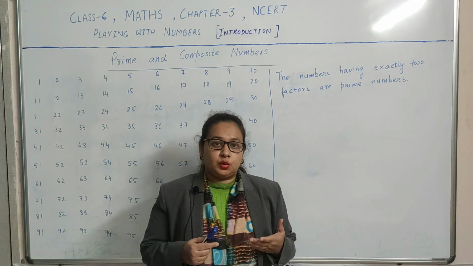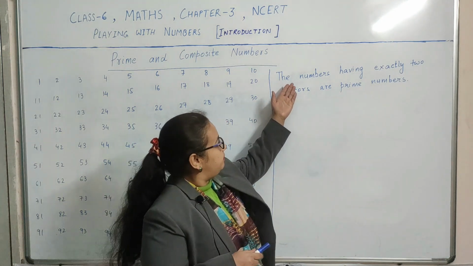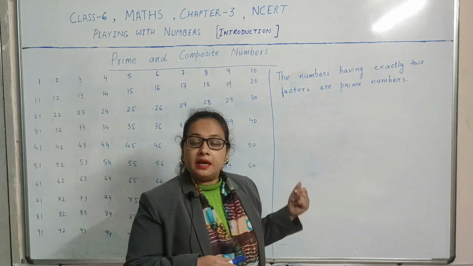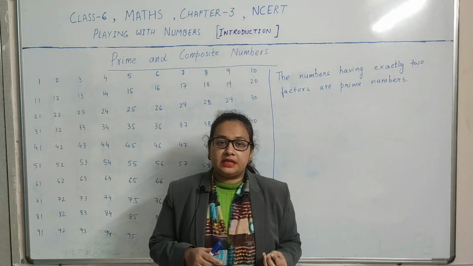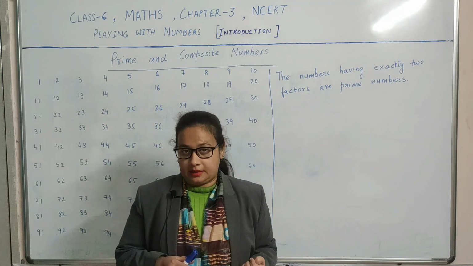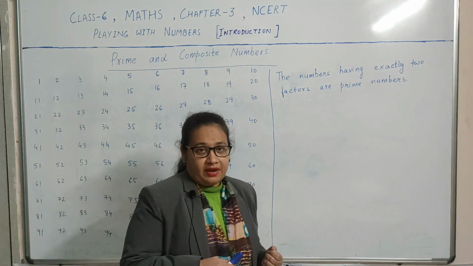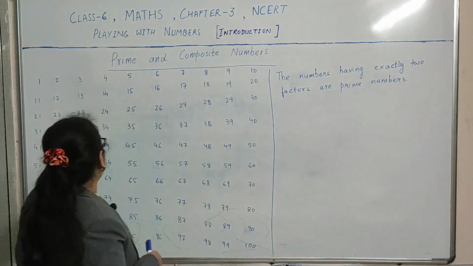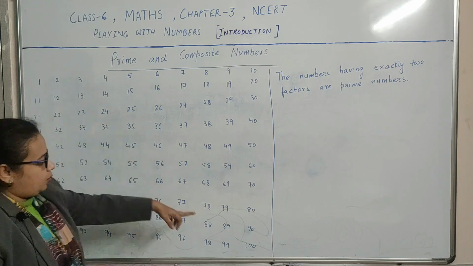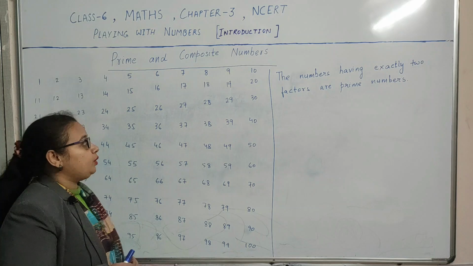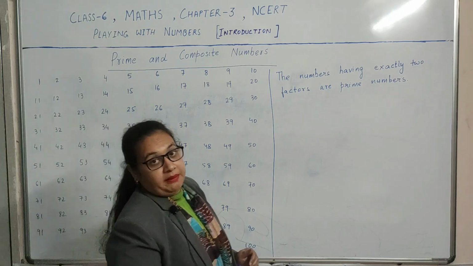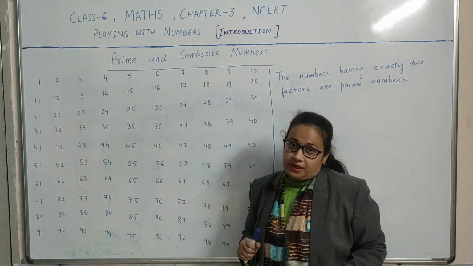Because prime numbers are those numbers, see I have written the definition, the numbers having exactly 2 factors are prime numbers. So among the given numbers, you will try to find the numbers which are having exactly 2 factors. But if I give you so many numbers, like numbers from 1 to 100, see I have written them, and I ask you to find the prime numbers among these 100 numbers, what will you do?